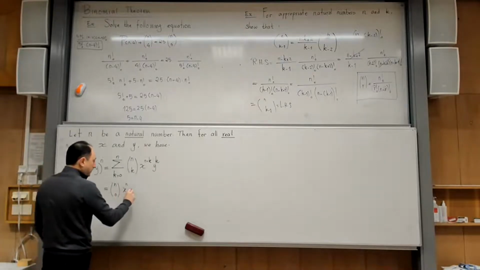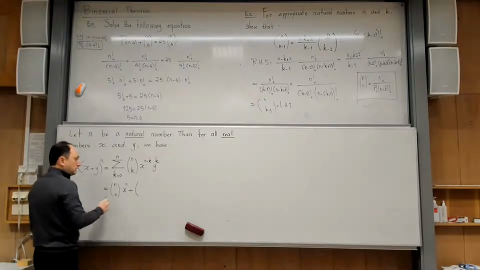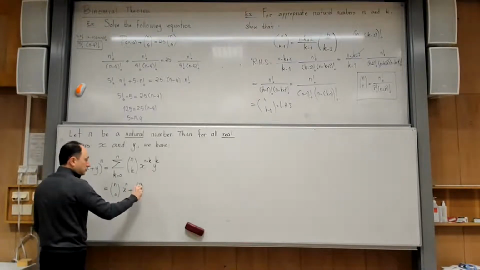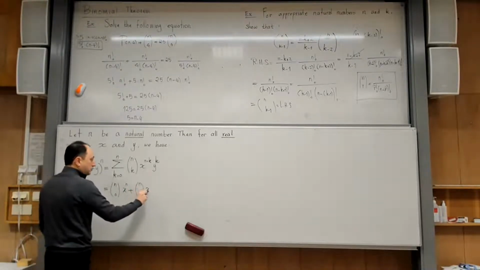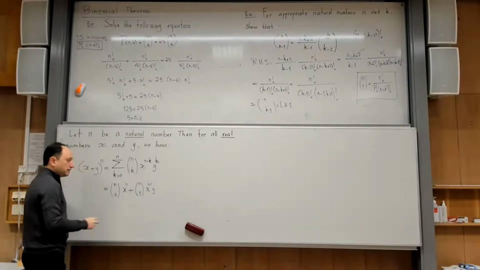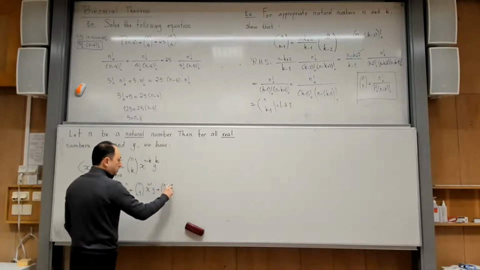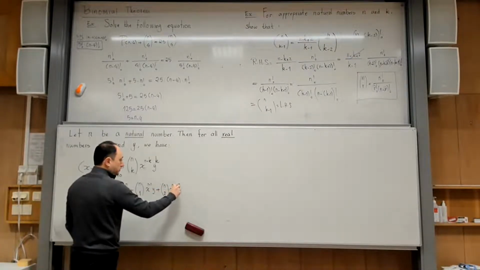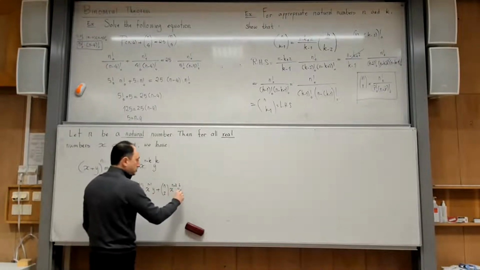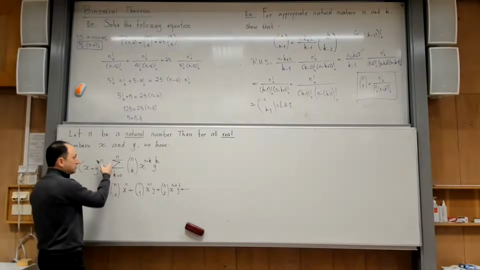The second term: after k equals 0, it becomes k equals 1. So it becomes n choose 1, x to the power n minus 1, y to the power 1. The next term would be n choose 2, x to the power n minus 2, y to the power 2. And then I continue this sum until I reach the last one, which is k equals n.